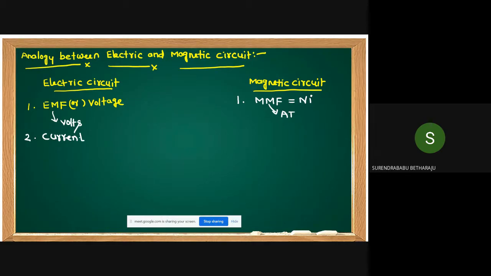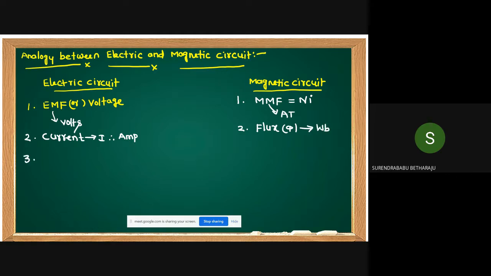We can define the current, that is I, in amperes. But similarly in a magnetic circuit, analogous to this, which parameter can we define? Here current is flowing, but in a magnetic circuit, what is flowing? Flux is flowing. That is flux. What are the units of flux? Weber.